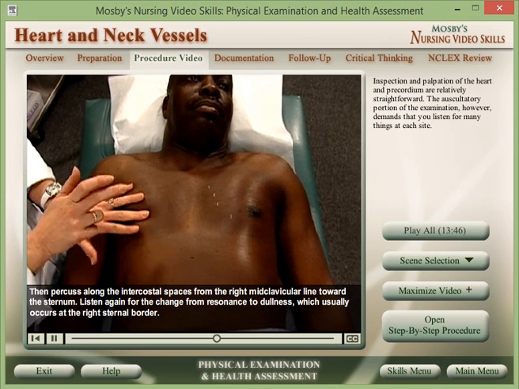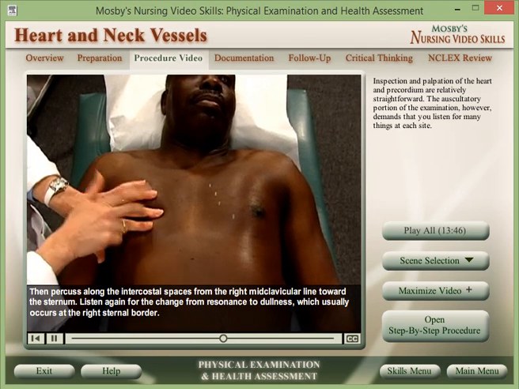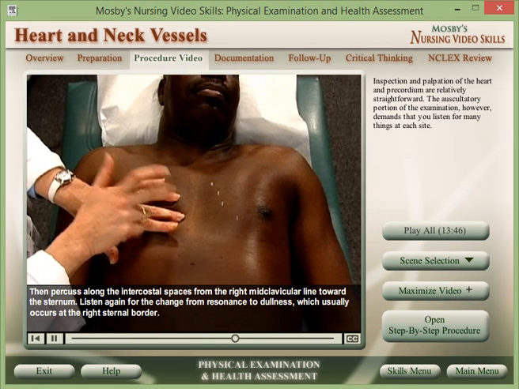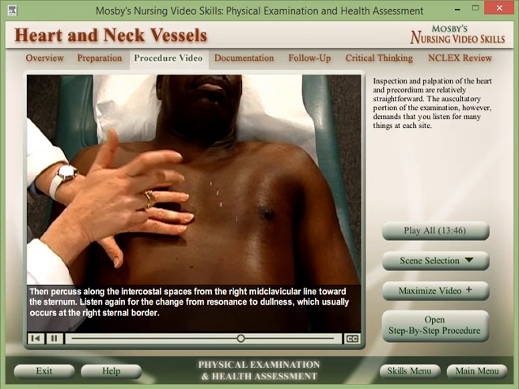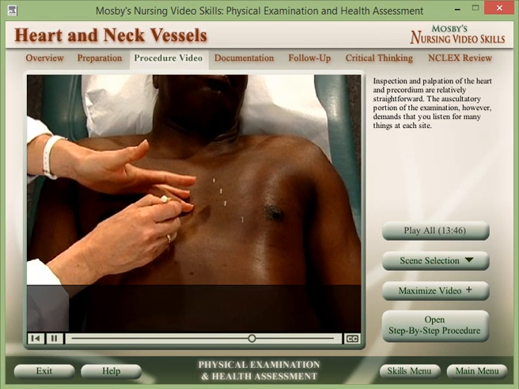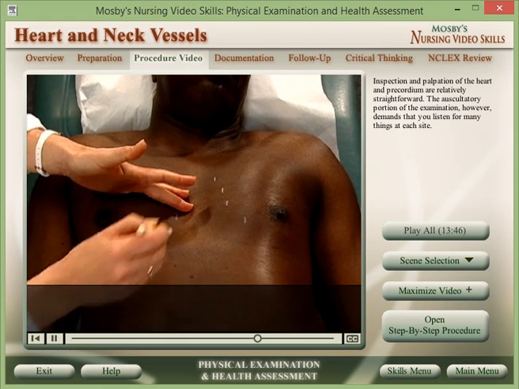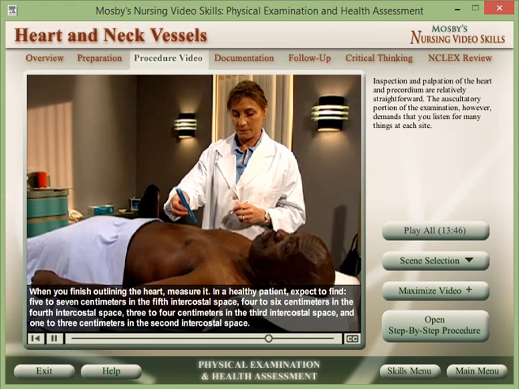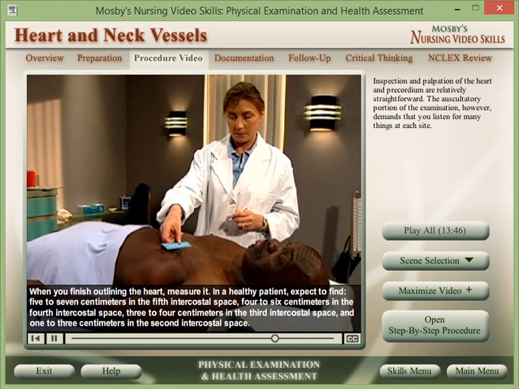Then percuss along the intercostal spaces from the right midclavicular line toward the sternum. Listen again for the change from resonance to dullness, which usually occurs at the right sternal border. When you finish outlining the heart, measure it.